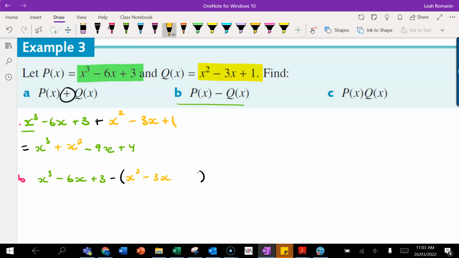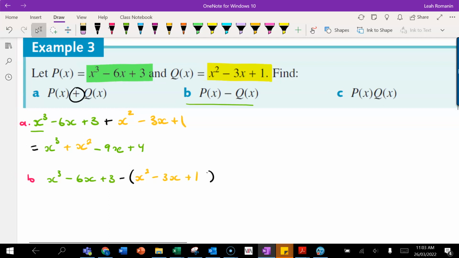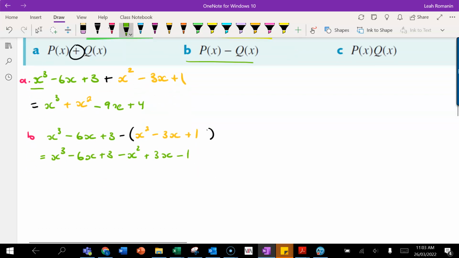So it is important that you put it inside this bracket, because when I go to expand it out now, writing my p of x first, I'm going to have minus x squared. This minus and the negative 3x is going to turn to plus 3x. Negative times my positive 1 is going to be minus 1 on the end. So collecting our like terms again, I've got x cubed minus x squared, negative 6x plus 3x. I'm going to have negative 3x, and then 3 minus 1 is going to be plus 2.